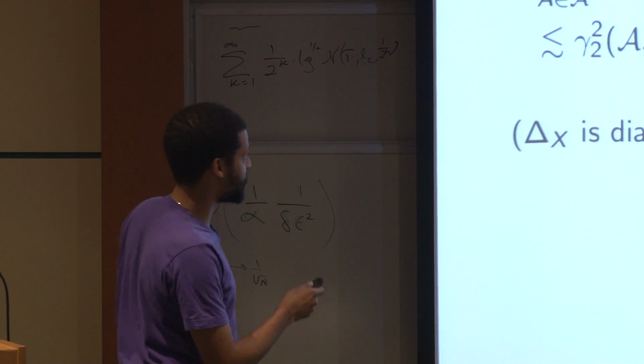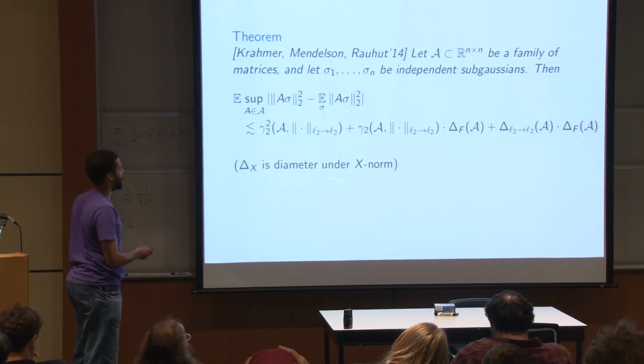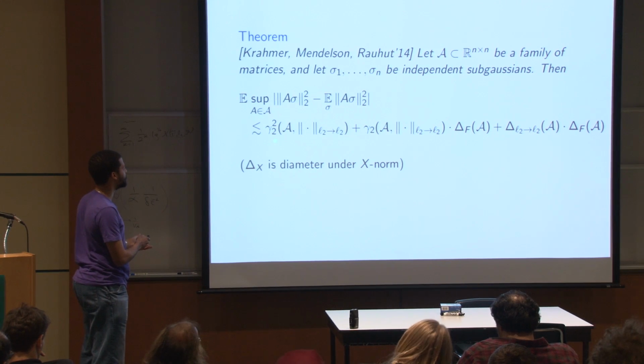And there's a theorem by Krahmer, Mendelson, and Rauhut that does such a thing. Let's say these sigmas are just Gaussians. They can be random signs, anything that decays at least as fast as a Gaussian. And let's say you have a collection of matrices, script A. What I care about is that for all matrices, none of them deviates from its expectation by too much with high probability: the A sigma L2 norm squared minus the expectation. And you can get a bound that, surprise, surprise, depends on gamma 2.